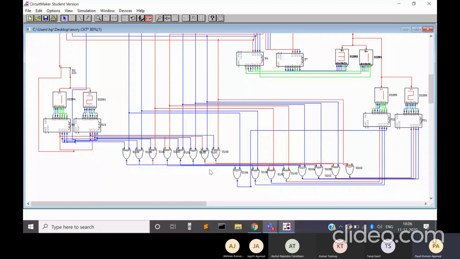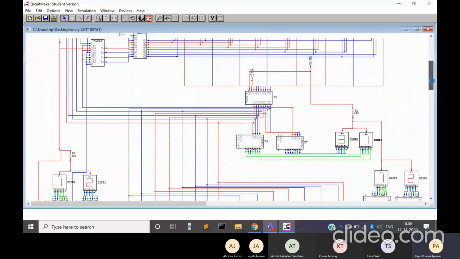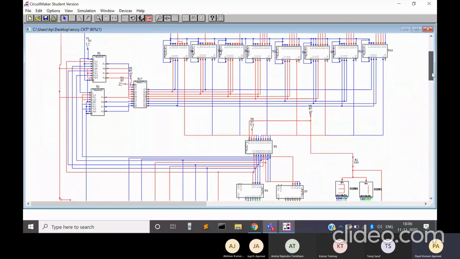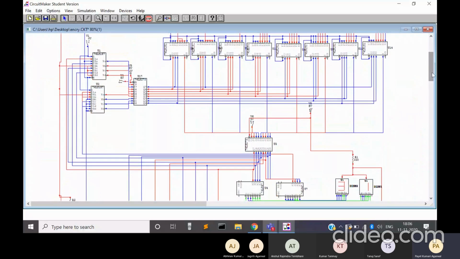After again taking the XOR of both the data, we can see that the output data is the same as the input data. That is, we are getting back the original data after decrypting it. This is how the encryption and decryption system is working. Now, we can generate other keys if we want.